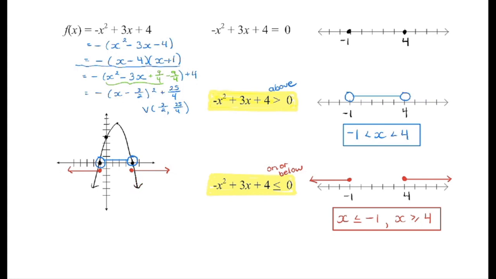And you can always double check. So choose an x value that is in this region, or in this region, substitute it back in, and make sure that you get the desired result.